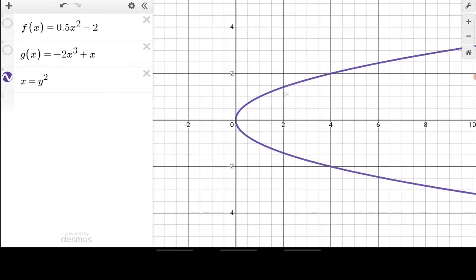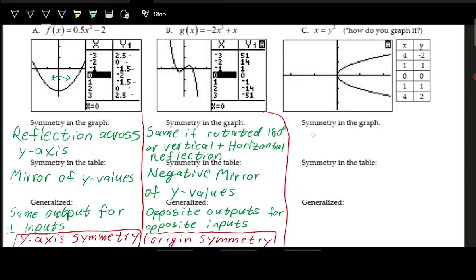So this graph actually has x-axis symmetry, which means that if you put a mirror along the x-axis, there's a reflection between the two sides. So down here, it looks the exact same as up here on the top half. So we would say there's a reflection across the x-axis.